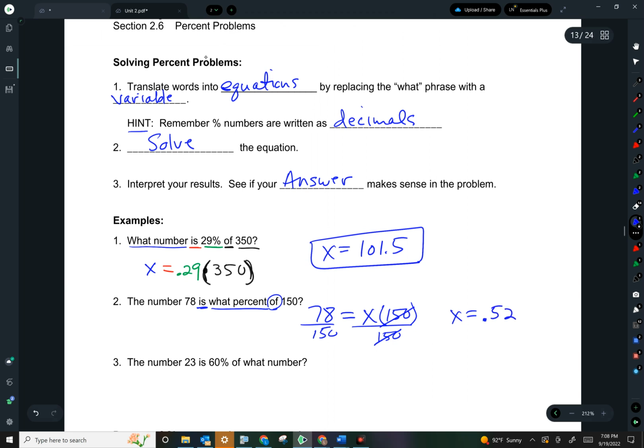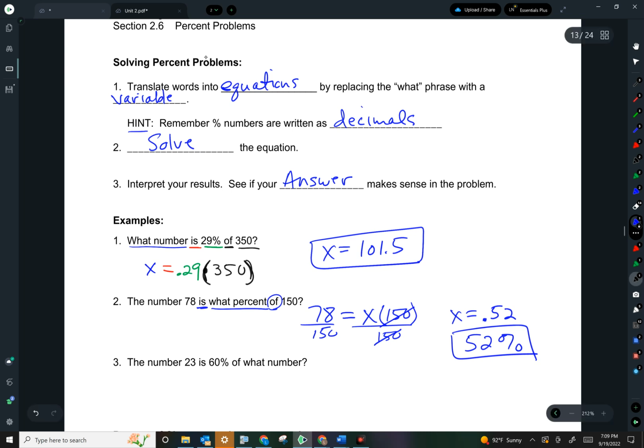Now let's see if this makes sense. The number 78 is what percent? Okay, so x, my what, is a percent. So instead of saying 0.52, we're going to say 52%. Okay, so does that make sense? Could it be that 78 is about 52% of 150? Well, that seems reasonable. It seems about half of 150. Not exactly, but it seems about half of 150. So it's a reasonable answer.